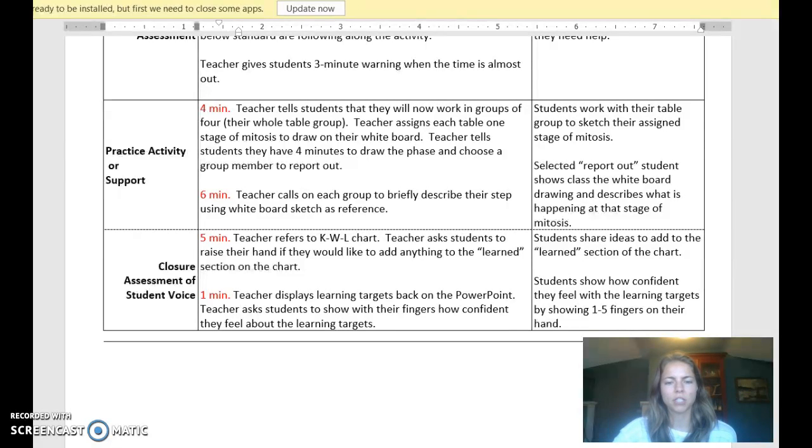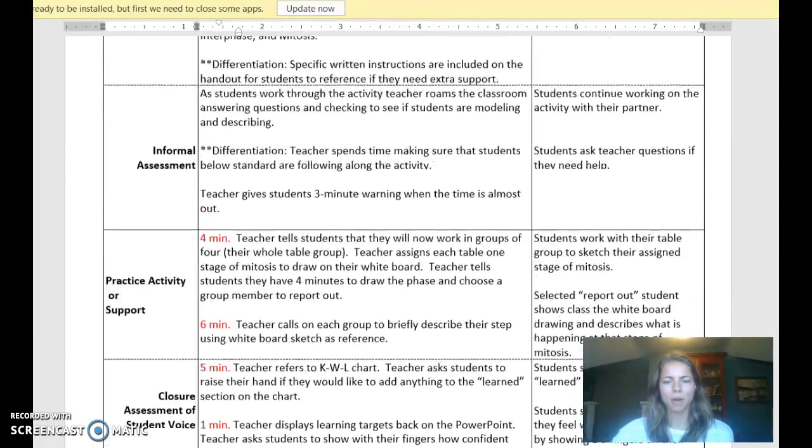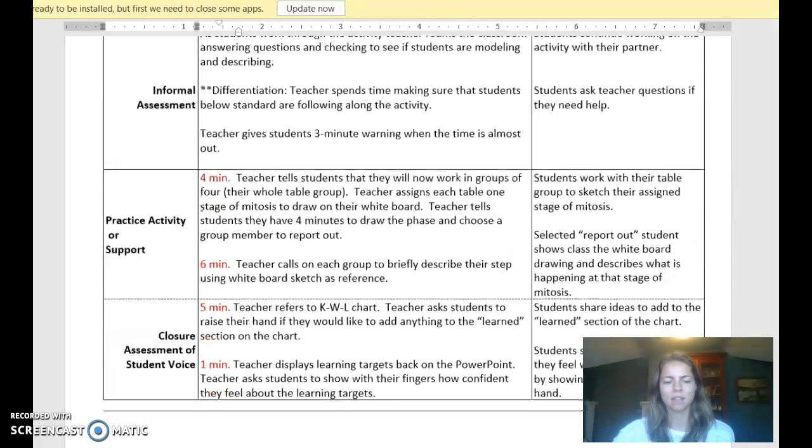And then to finish it off, we would go back to the KWL chart, and I would ask them to add anything they'd like to the learned section on the chart, and then finish off with the learning targets back on the PowerPoint and get a final display of student voice. So basically ask them how comfortable they're feeling about the learning targets, with a show of fingers, like 1 finger is I don't understand these, and 5 fingers is I feel very confident.